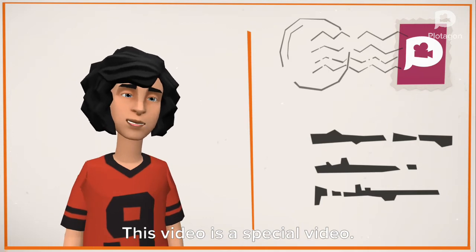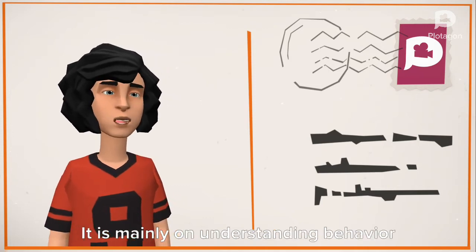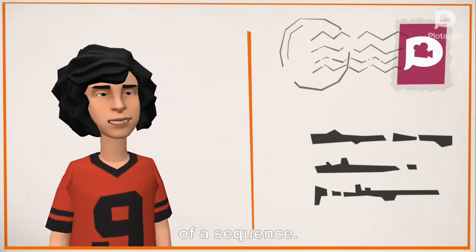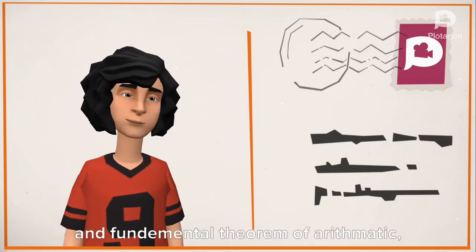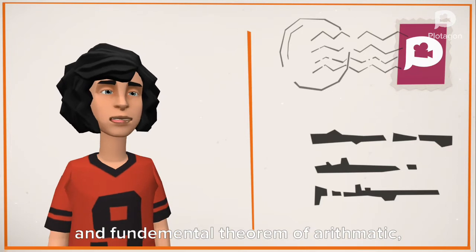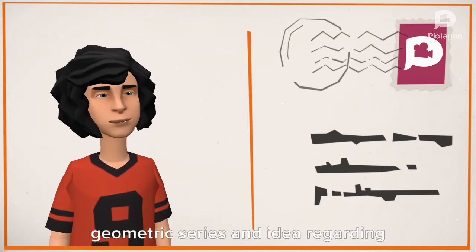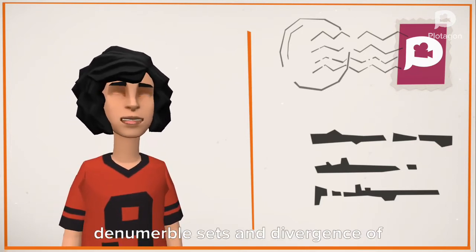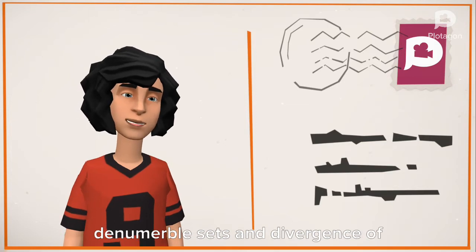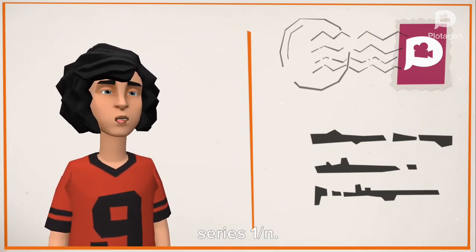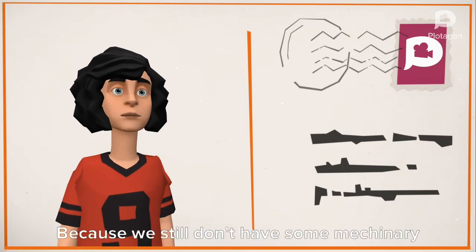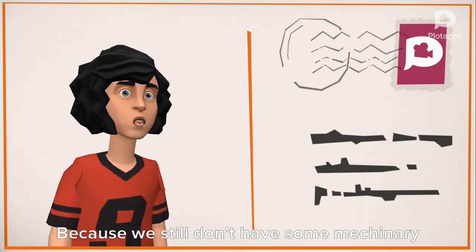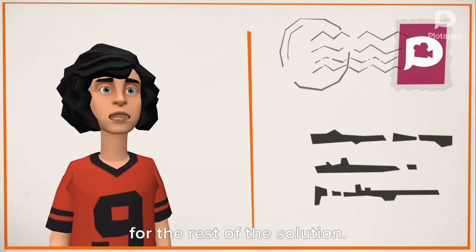This video is a special video. It is mainly on understanding behavior of a sequence. It assumes well-known facts like coprimality and the fundamental theorem of arithmetic, geometric series, and ideas regarding denumerable sets and divergence of the series 1 by n. A problem will be half solved in the video because we still don't have some machinery for the rest of the solution.